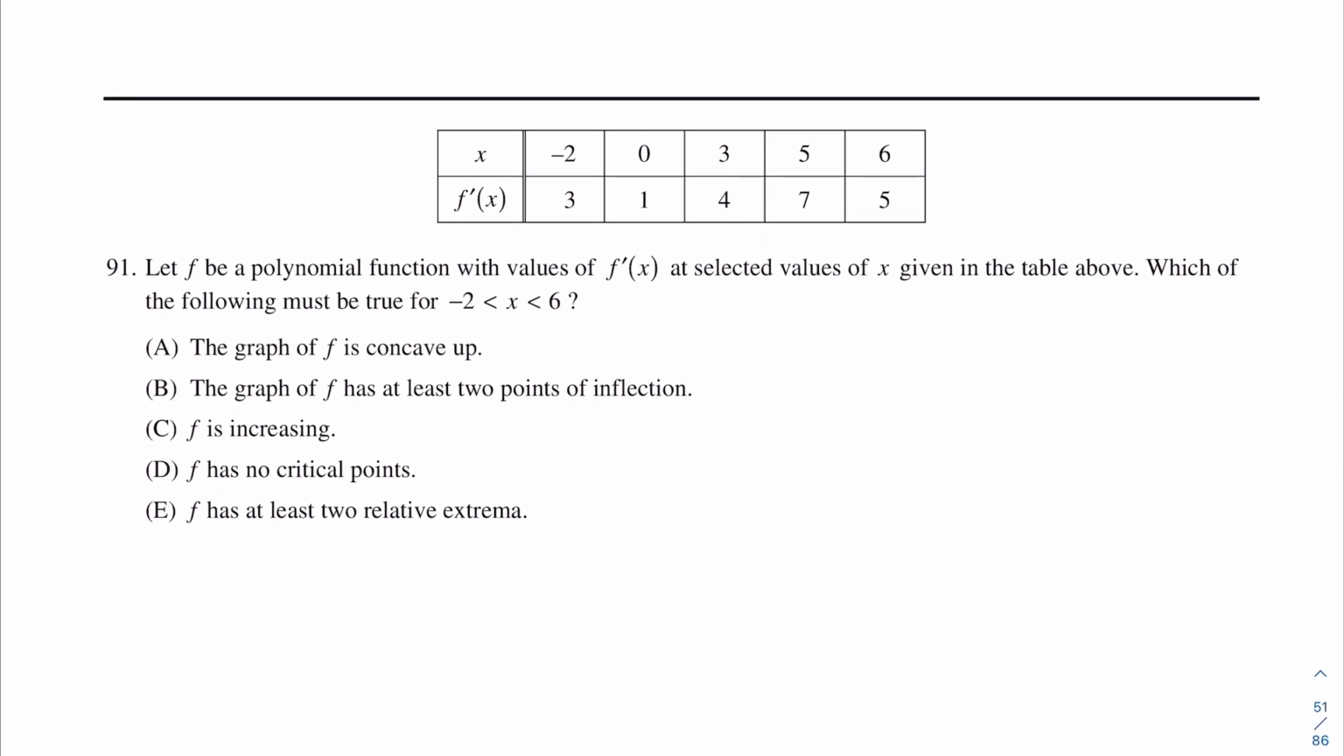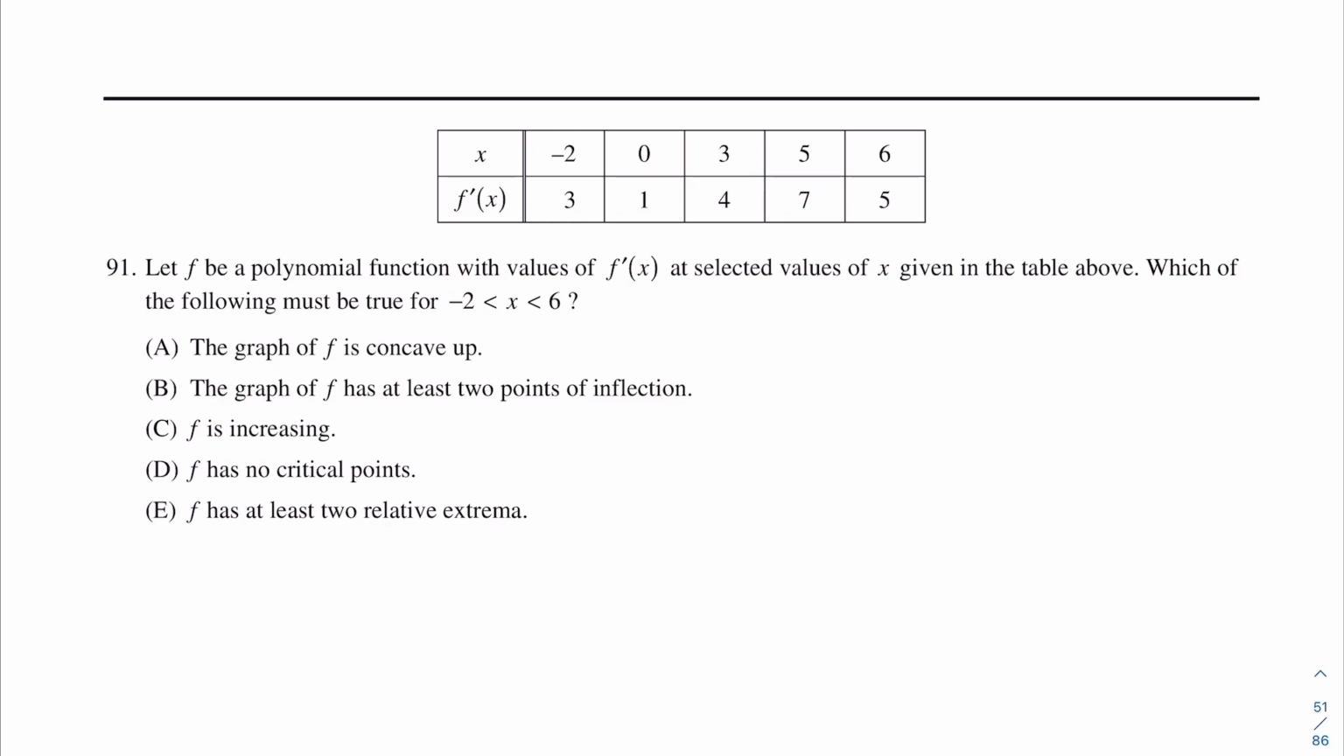91. Let f be a polynomial function with values of f prime of x at selected values of x given in the table above. Which of the following must be true for negative 2 less than x less than 6? So the options are: the graph of f is concave up, the graph of f has at least 2 points of inflection, f is increasing, f has no critical points, and f has at least 2 relative extrema.